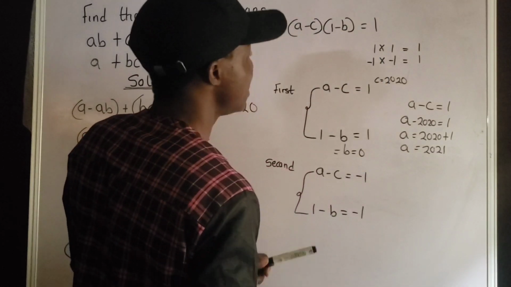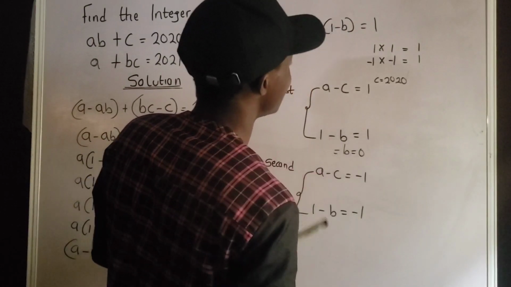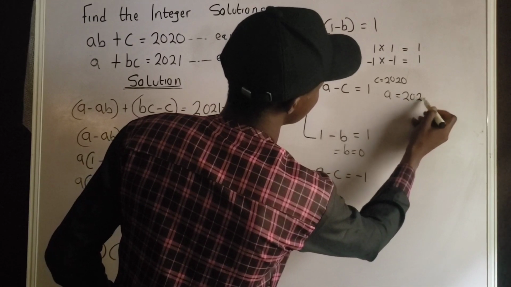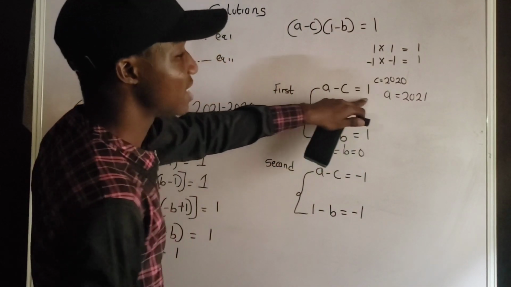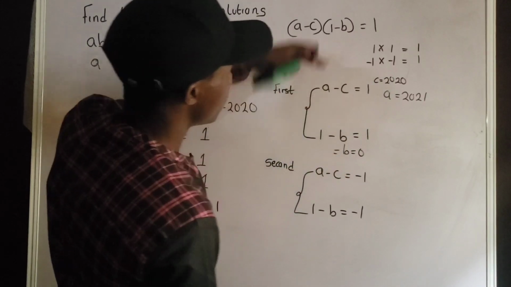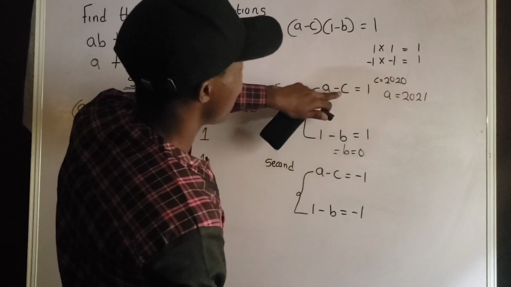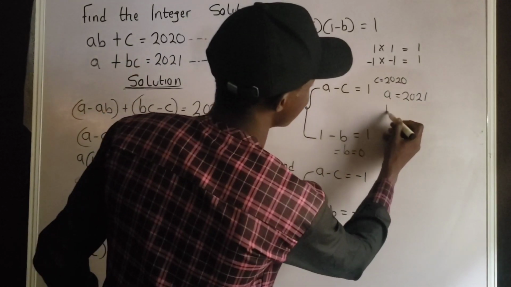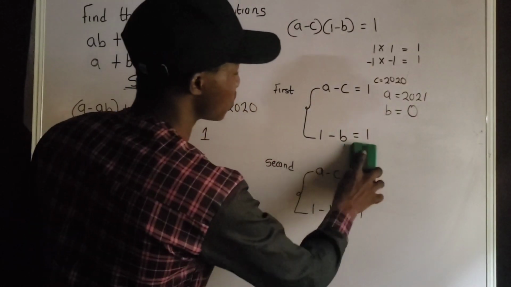So when c is equal to 20, the value of a is what? 2021. And if you check, 2021 minus 2020, that is 1. So for this solution, the value of a is 2021, the value of c is 2020, and the value of b is what? 0. Let me write it here. b is equal to what? 0. Now, let us proceed to the second solution.